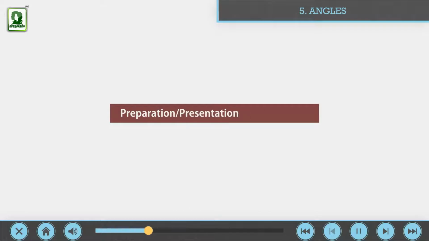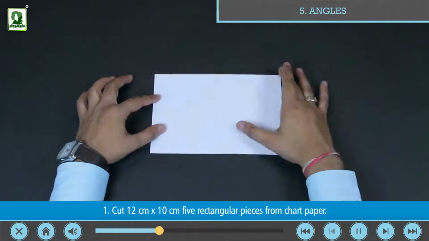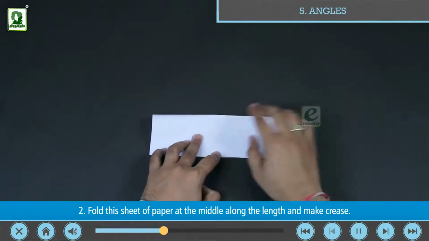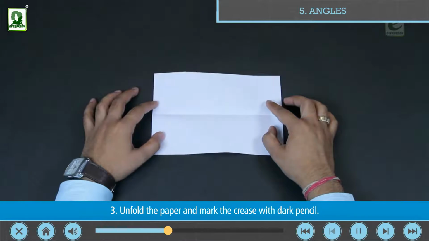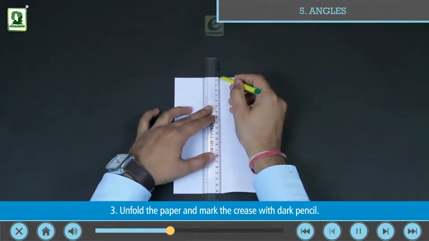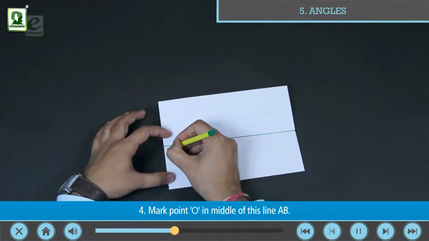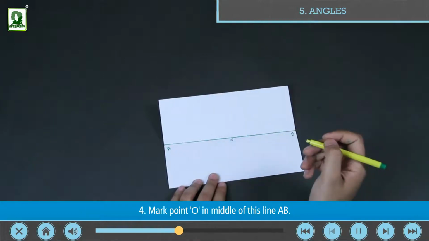Preparation or presentation for the activity. Cut 12 cm by 10 cm, 5 rectangular pieces from chart paper. Fold this sheet of paper at the middle along the length and make a crease. Unfold the paper and mark the crease with dark pencil. Mark point O in the middle of this line AB.